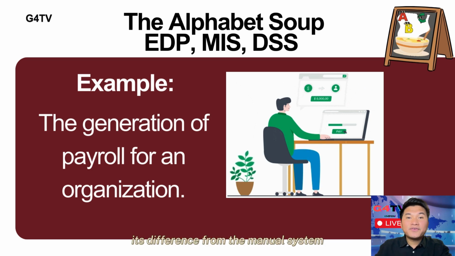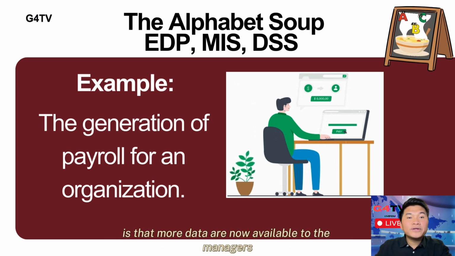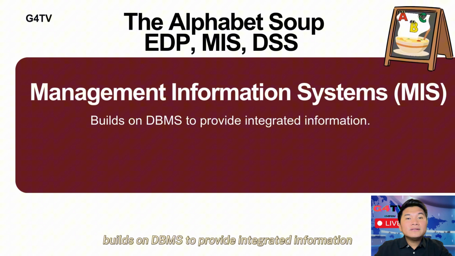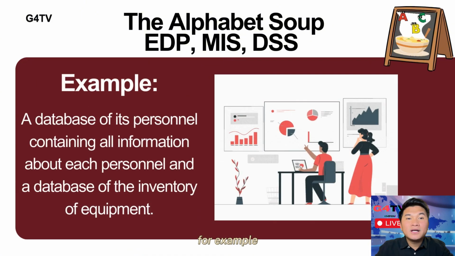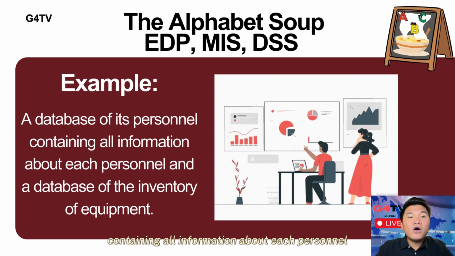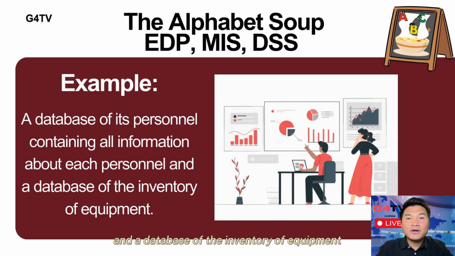Its difference from the manual system is that more data are now available to the managers. MIS, or Management Information Systems, builds on DBMS to provide integrated information. For example, an organization may have a database of its personnel containing all information about each personnel and a database of the inventory of equipment.